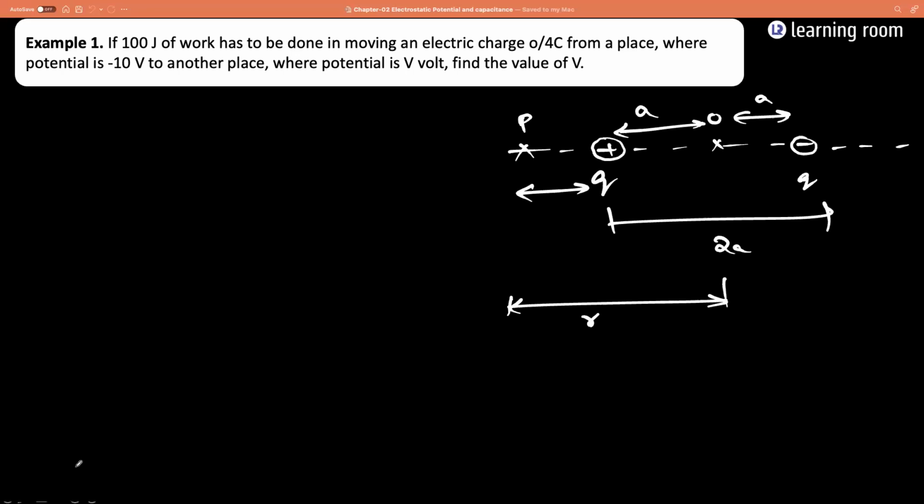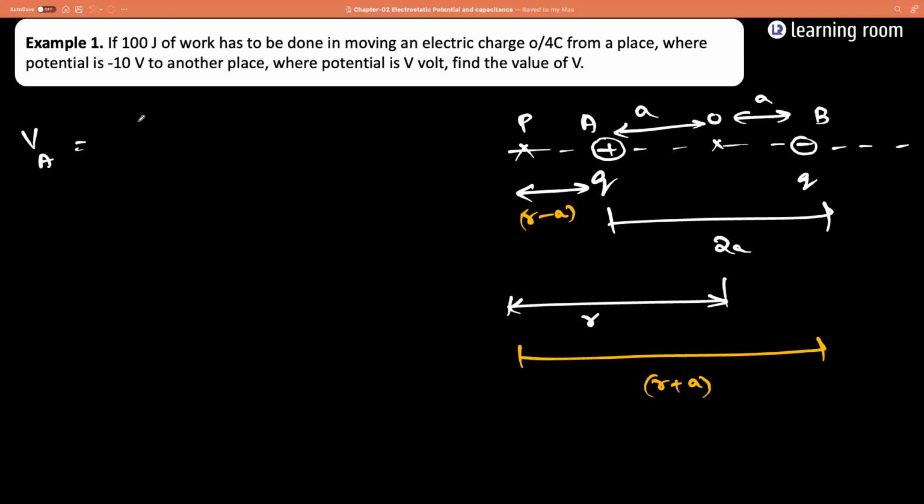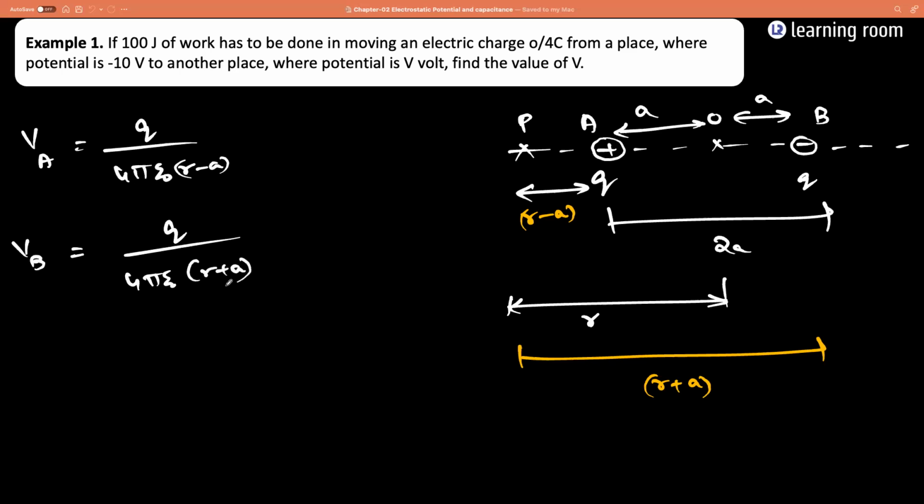R minus A. Then how much is this value going to be? It is going to be R plus A, right? Now, if I take this as A and B, what is the potential at point P due to A? It is going to be Q divided by 4 pi epsilon naught into R minus A, correct? So what is the potential due to B at point P? Q divided by 4 pi epsilon naught into R plus A.